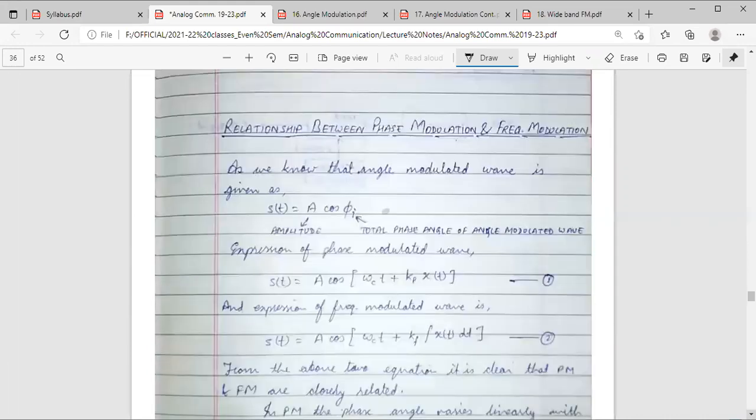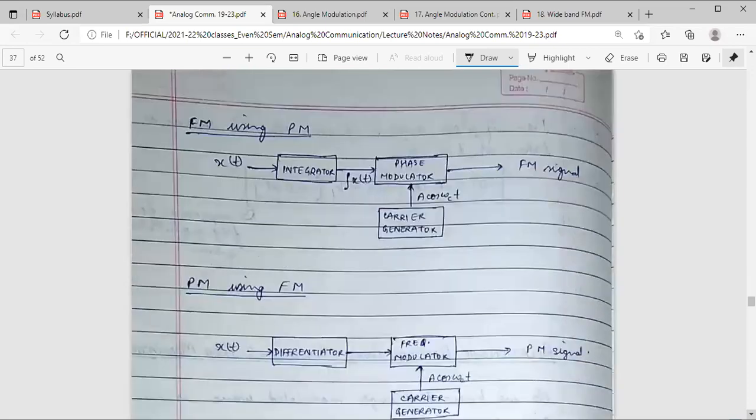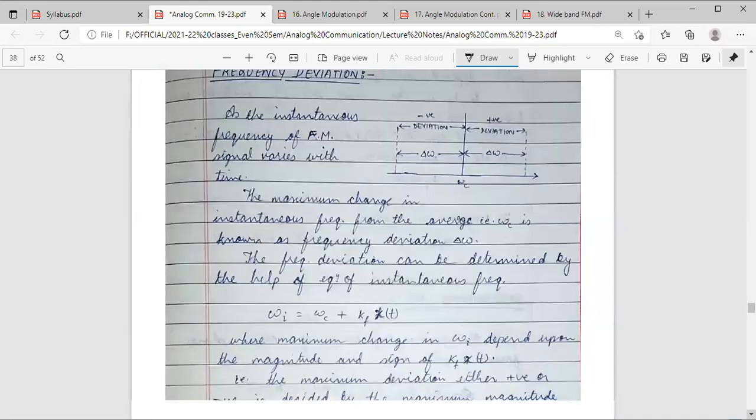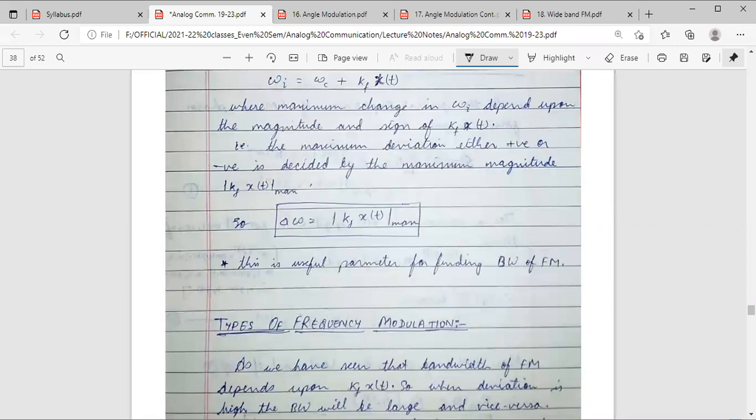Regarding the relation between FM and PM, FM can be generated using PM and PM can be generated using FM. Now, what is frequency deviation? It is the deviation from the central frequency, represented by del omega. This del omega is nothing but kf times xt max, where kf is the sensitivity and xt max is the maximum amplitude of the modulating signal.